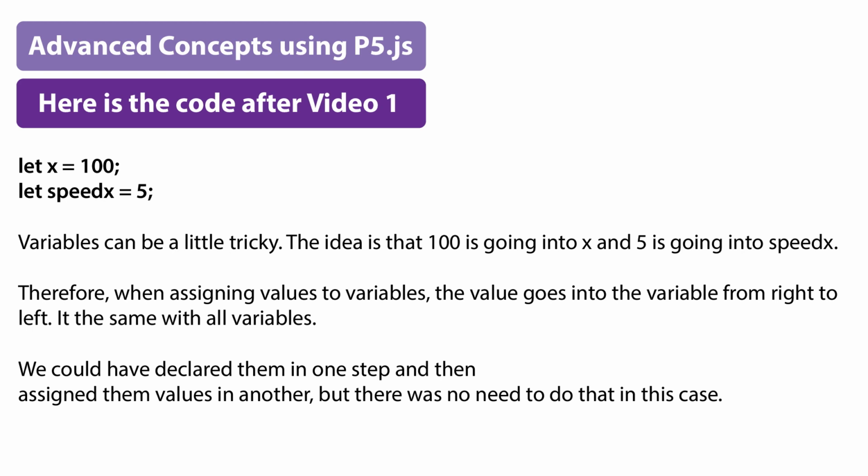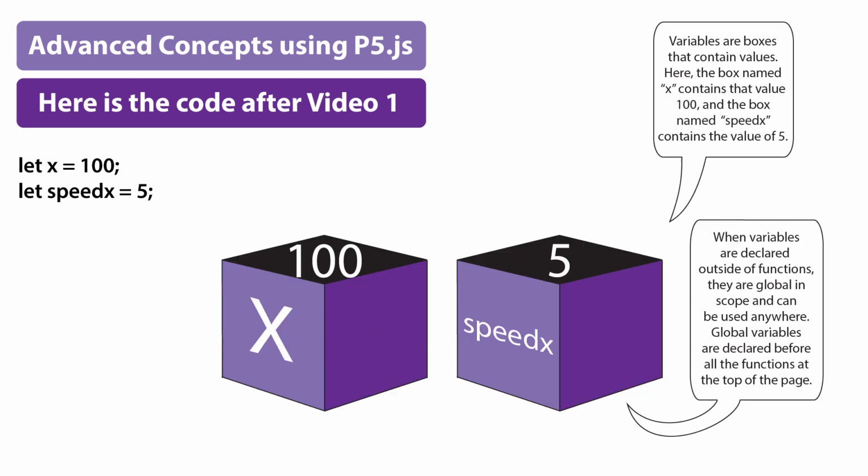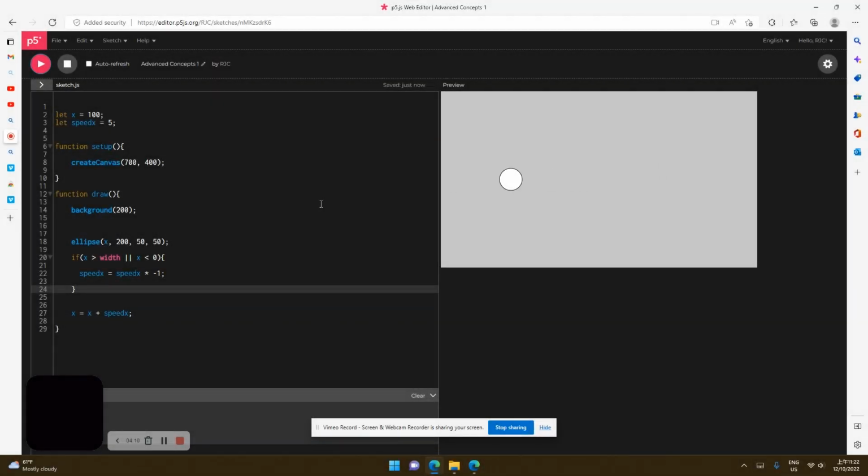Okay, so what's happening too is that it's going from right to left. So 100 is being put into x and 5 is being put into speed x. If we look at variables as if they were like boxes, like containers, they would be like boxes that have a label on them. So one has the label of x and it holds the value of 100, and one has the label of speed x and it holds the value of 5. Okay, and now we see the ball bouncing over and over again.